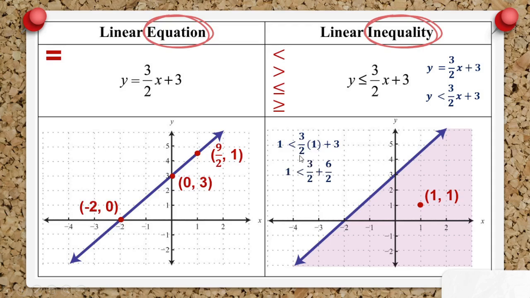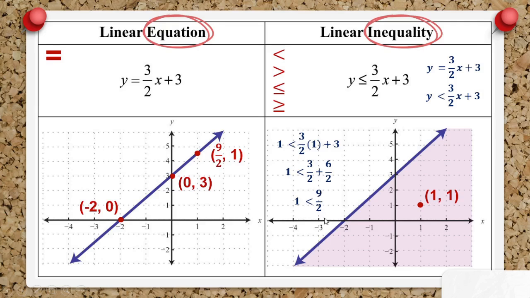So 3 over 2 times 1 is 3 over 2. I've changed 3 into a fraction form. 3 is also the same as 6 over 2, because 6 divided by 2 is 3. The reason we changed it to a fraction is so we can easily add these two numbers. So 3 plus 6 is 9, so we have 9 over 2.